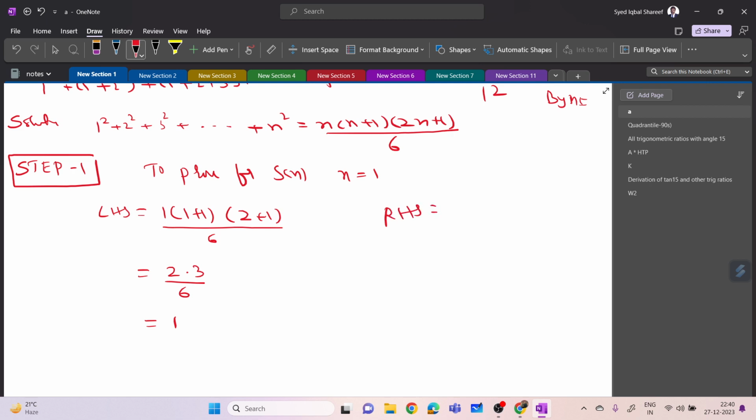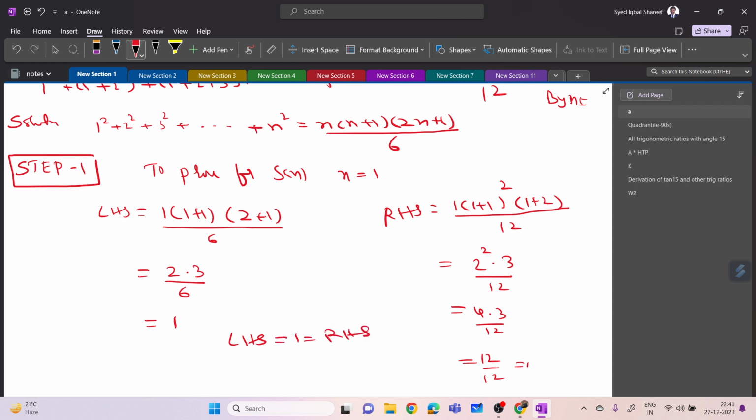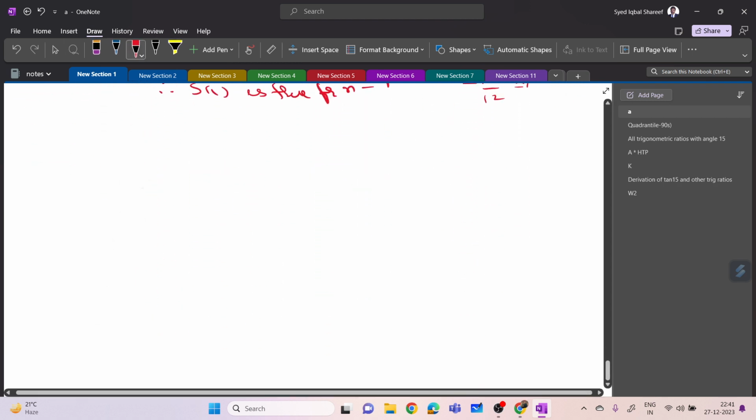Now right hand side, 1 into 1 plus 1 whole square, 1 plus 2 by 12. 1 plus 1 is 2, 2 square into 3 by 12. 2 square is 4, 4 into 3 is 12, 12 by 12 is 1. So left hand side equal to right hand side. Therefore, S of 1 is true for n equal to 1. Step number 1.